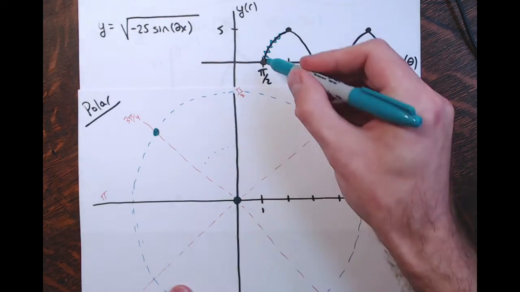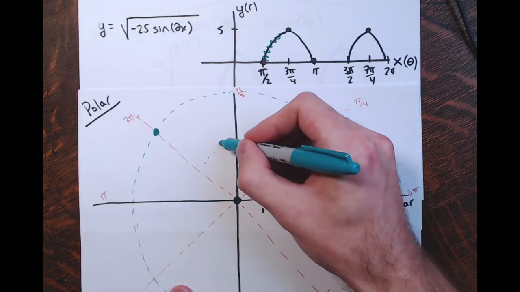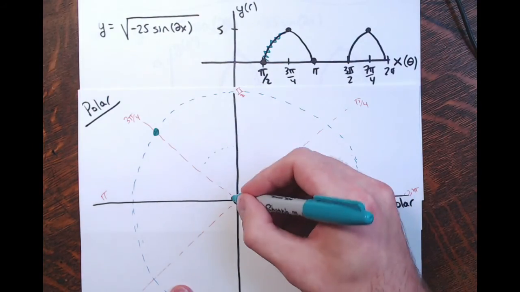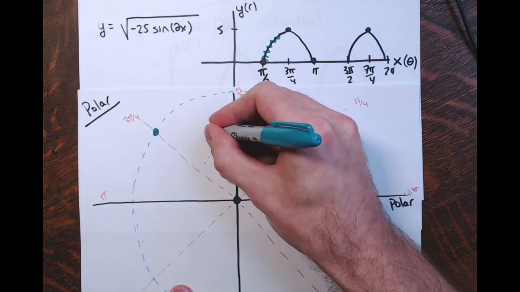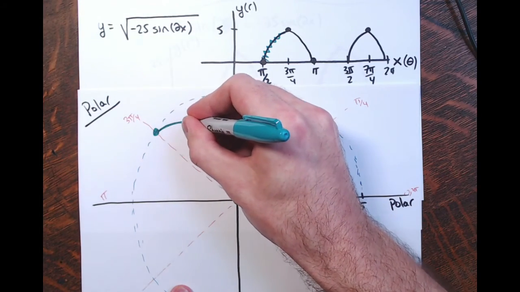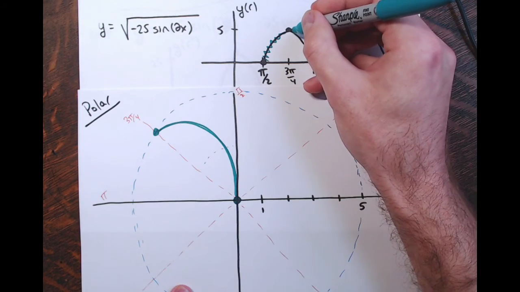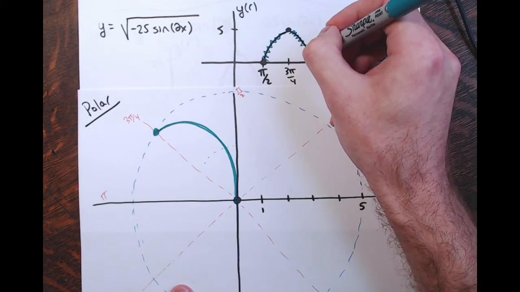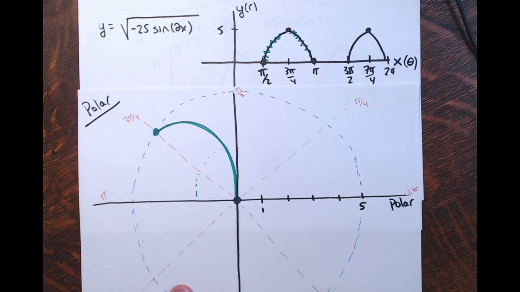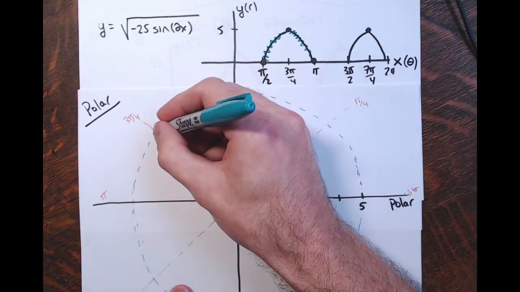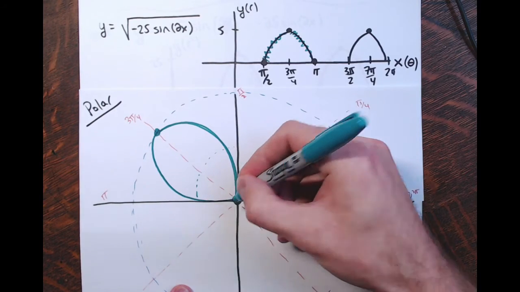The value of r is going to increase and get out to an r of 5 at 3 pi over 4. So maybe something like this, and it curves. Don't draw a straight line. It curves out there. This is kind of like half a petal, as in your rose curves. Then from 3 pi over 4 to pi, between here and here, we're going back down from r equals 5 to r equals 0, so that's the other side of this. Something like that.